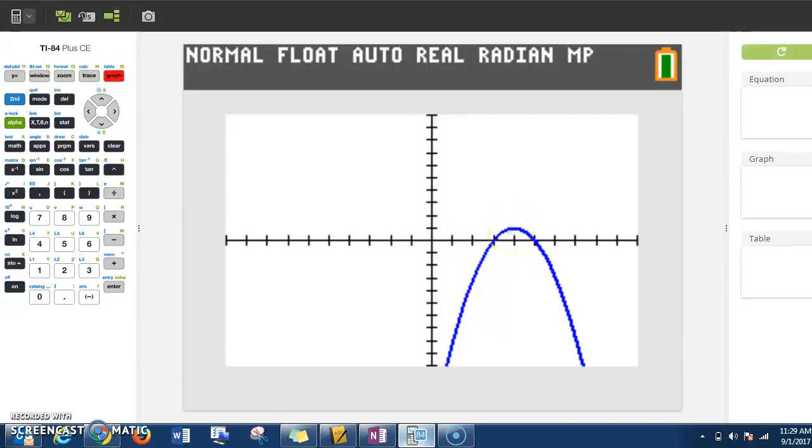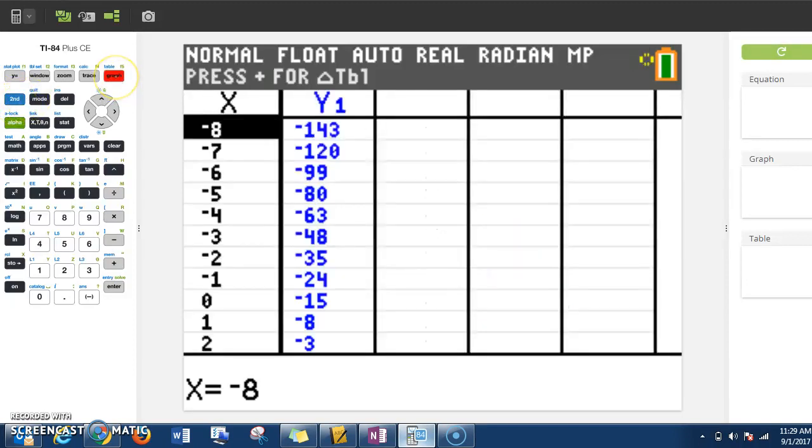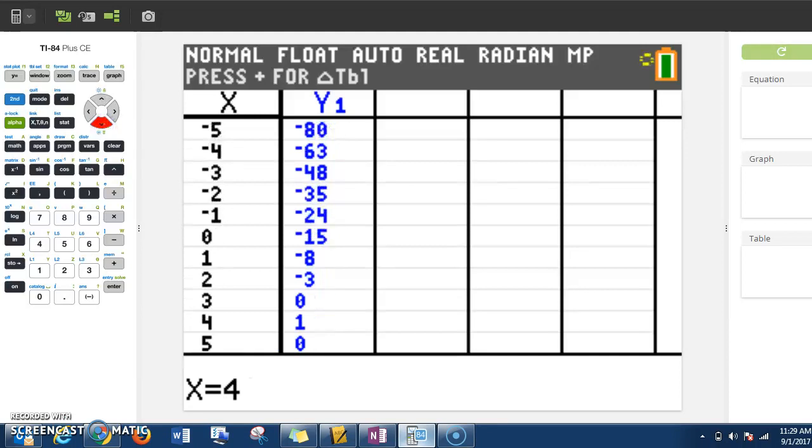So that's kind of cool. Now we're going to grab a couple points, one left and one right of that. It looks like it's at 3, 0 and 5, 0, but let's confirm. Second table. So I'm going to go to my vertex. My vertex is 4, 1. Oh, there it is. I see it. 4, 1.